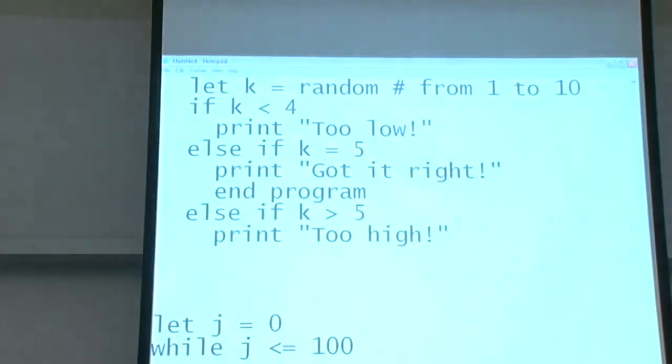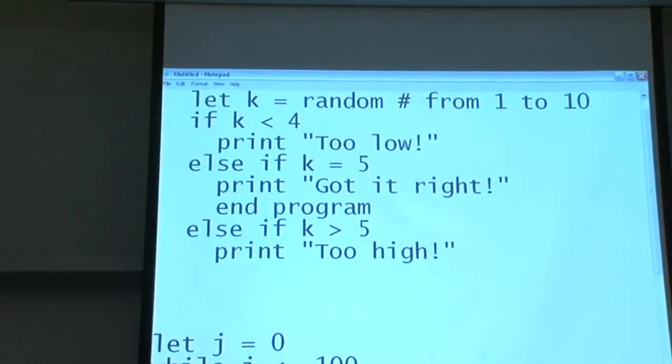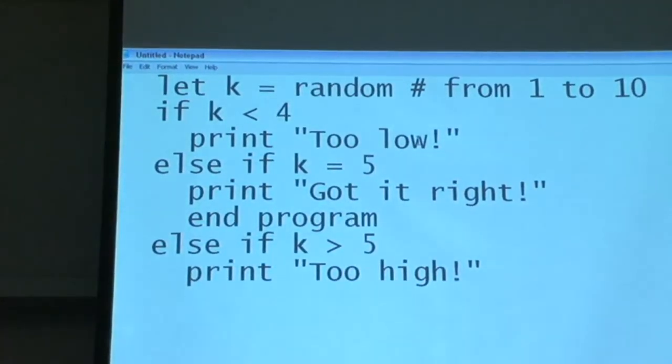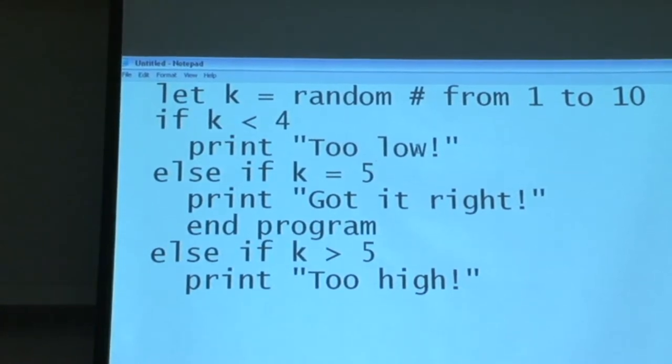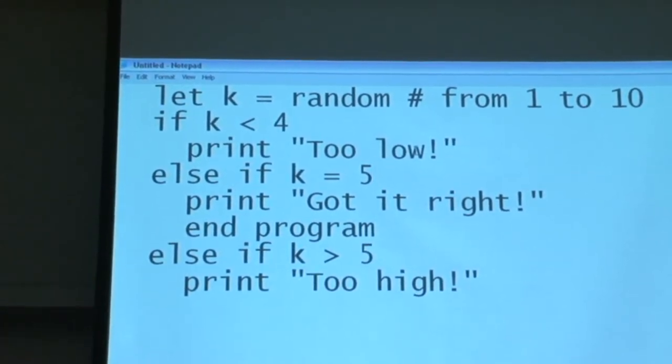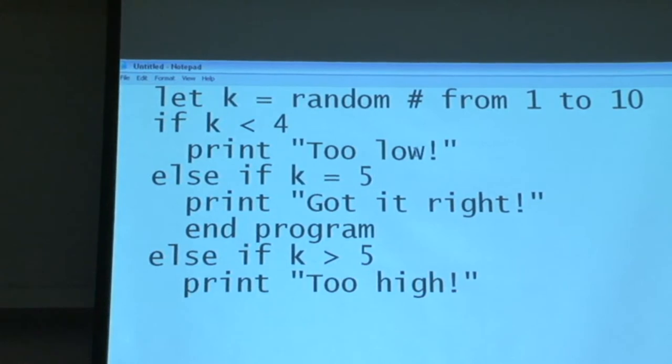Okay, so other ideas. Yeah? What if the number is 4? That's a good question. So if the number is 4, let's see what happens. So let's say k picks a random number, and that random number is 4. Is k less than 4? No. Is k equal to 5? No. Is k greater than 5? No. So nothing happens. It goes back to the beginning of the loop, picks another random number, and it continues.